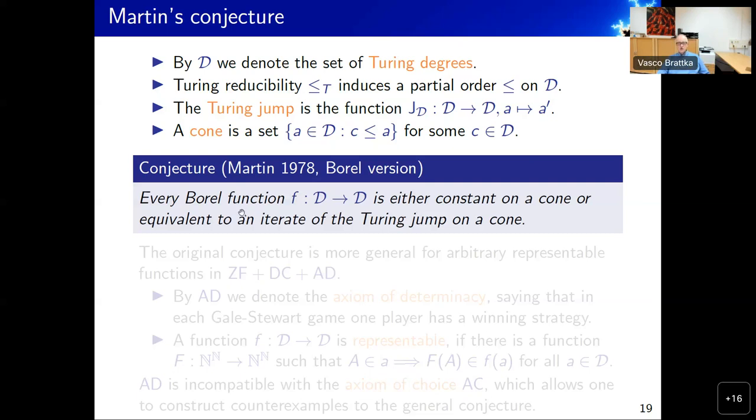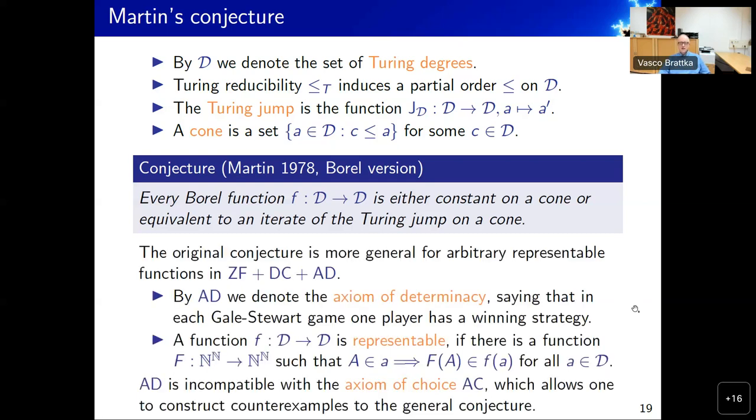So we need to restrict this here to Borel functions. So you could look at it by saying, if the function is not too complicated, then it has to be like that. And if that conjecture could be proved, then we would have some kind of explanation for why we see this peculiar structure, that the only inhabited problems are in that linear order.